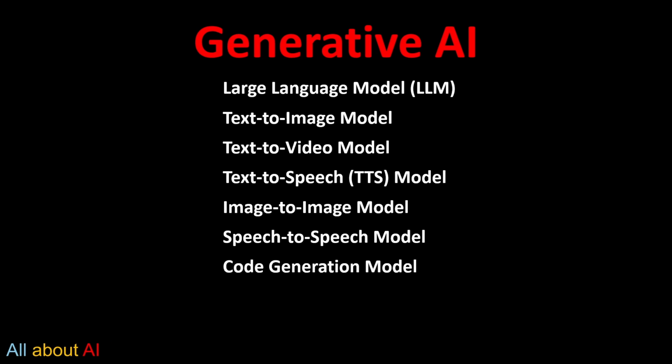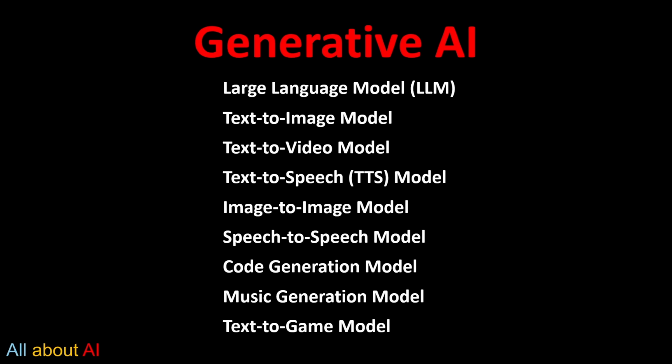Code generation models. These models are used to generate code. Tools like GitHub Copilot, AlphaCode, are revolutionizing the way developers write their code. Music generation models. As the name suggests, these models can generate music. Text to game models. These models can generate games based on a text prompt. OpenAI's Voyager and Unity AI tools have already brought some games.